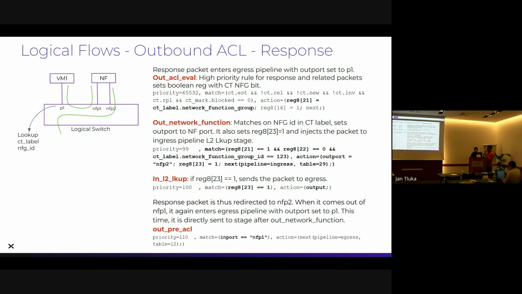Before re-injecting, we set a flag saying this packet is re-injected. We use the reg bit 23 flag, and just do output. From there, it follows the regular pipeline. Once the packet is processed and comes back from the NF, before redirecting we already evaluated some egress stages, so we want to skip all of them. If the packet is coming from this NFP1, in the egress pipeline we'll skip those stages and jump directly to table 12.